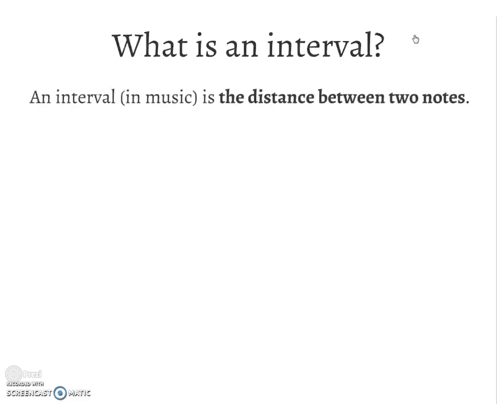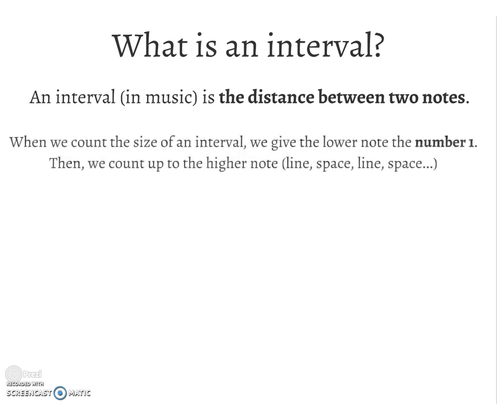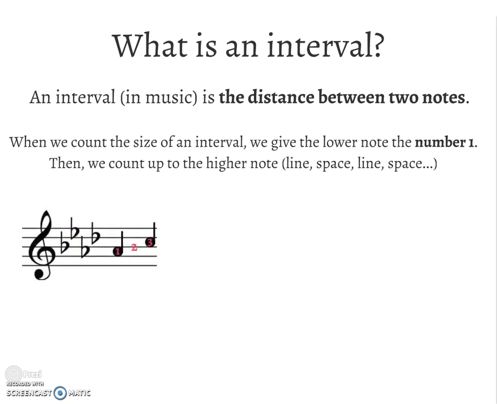An interval in music is the distance between two notes. And in this lesson, we're just going to be dealing with the size of the interval. We're not going to be getting really specific about major, minor, augmented, diminished, all that stuff. We're just going to be dealing with the size. When we count the size of an interval, we give the lower note the number 1. And then we count up to the higher note, line, space, or space, line, until we reach the higher note.